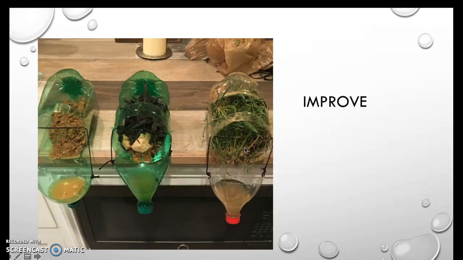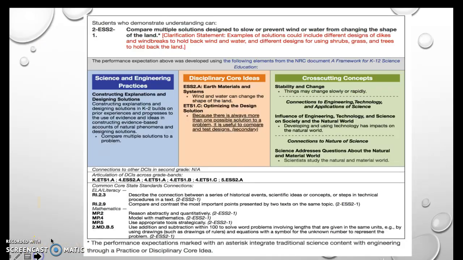In my 3rd bottle, which was the roots and grass bottle, the water was much clearer. It was still dirty, but it was clearer. I do wonder, if I would use this with my students, taking the time to actually plant the seeds and have the grass grow, I do think there would be an impact in what your results would be.